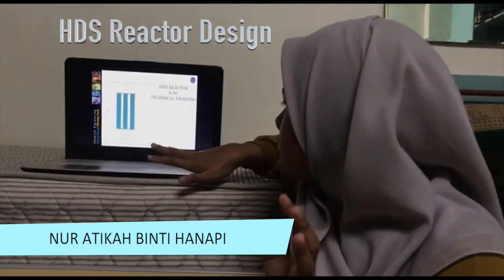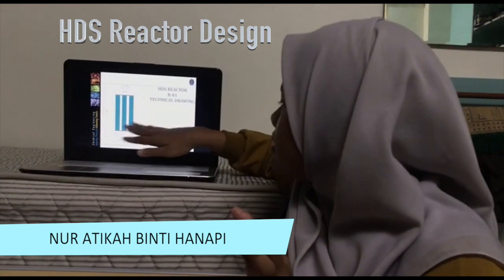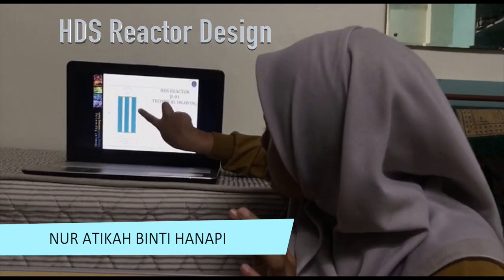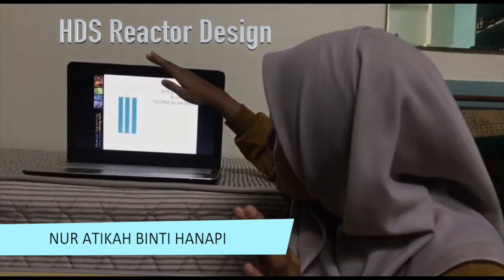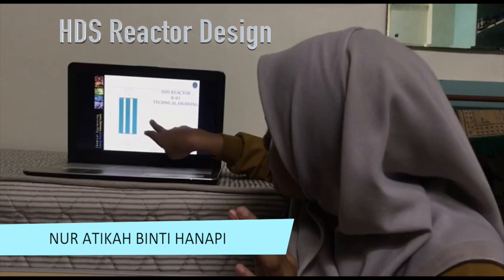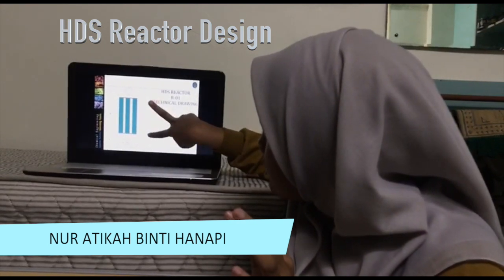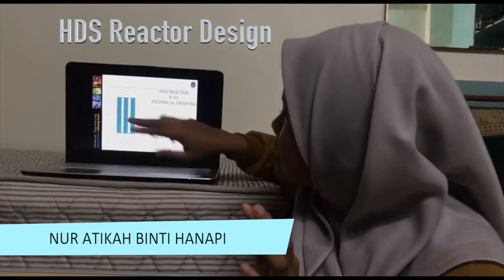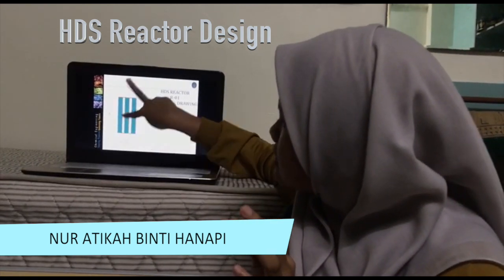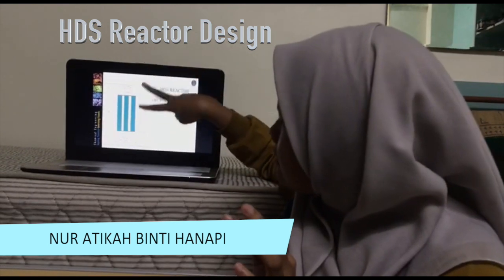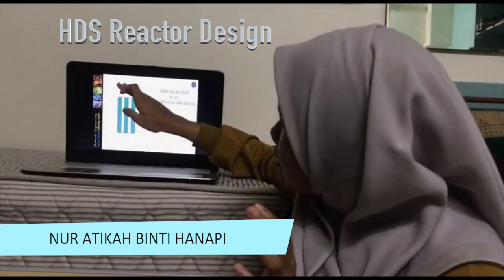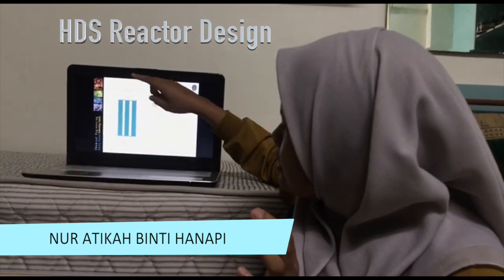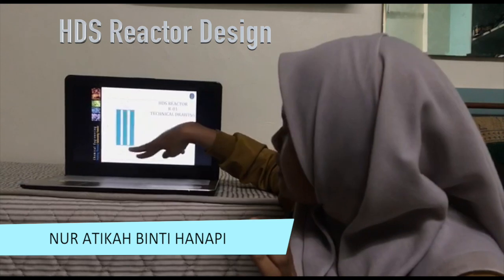And this is my technical drawing, which is the height. This is the tube and the nozzle with the height of the tube, which is 1.911 meter with the height of the shell. This is the nozzle inlet and outlet.